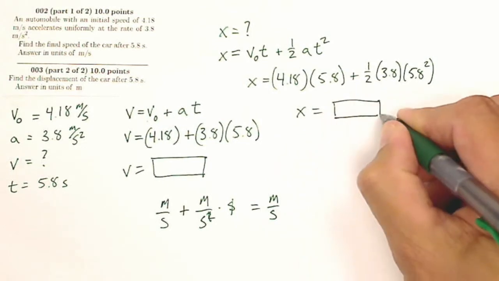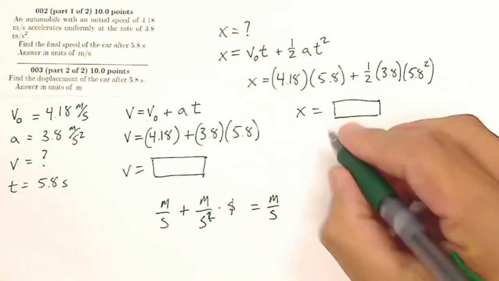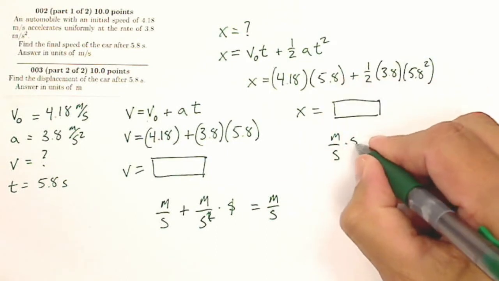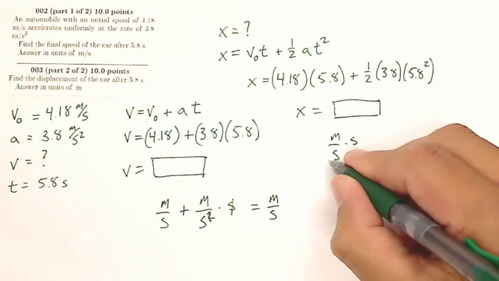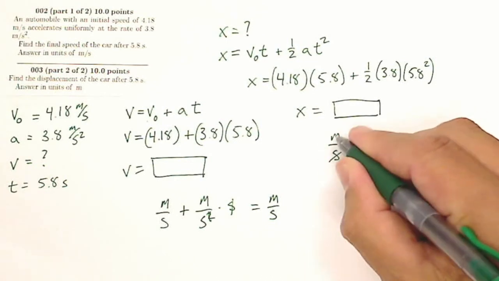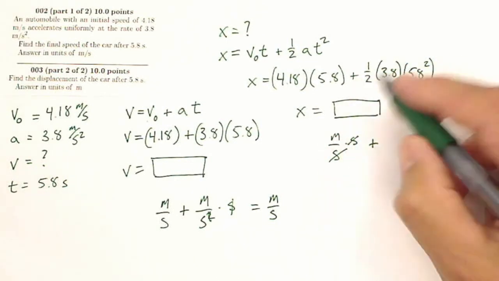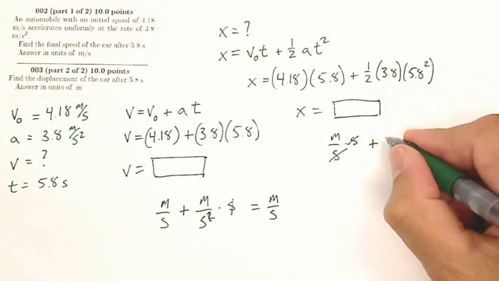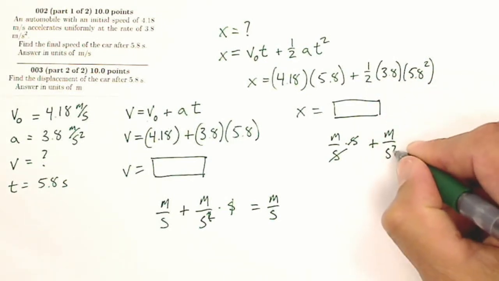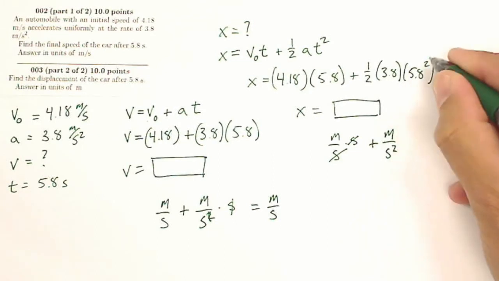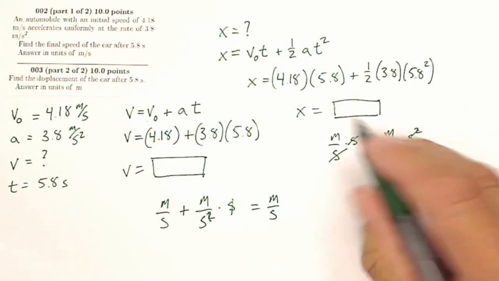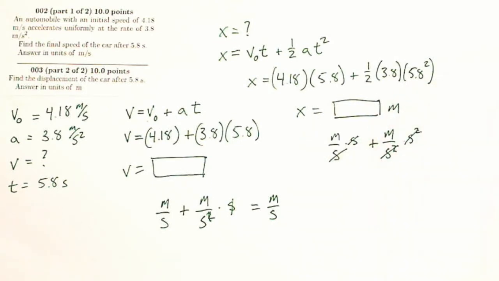Now what about the units? This is 4.18 meters per second. This is 5.8 seconds. So when I get meters per second times seconds, seconds is going to go away, leaving me with meters. This 1/2 doesn't have any units. 3.8 is meters per second squared. And this is 5.8 seconds. And when I square that, that's times seconds squared. So you'll see that seconds squared goes away. And look, I've got meters again. So this will give me units of meters.